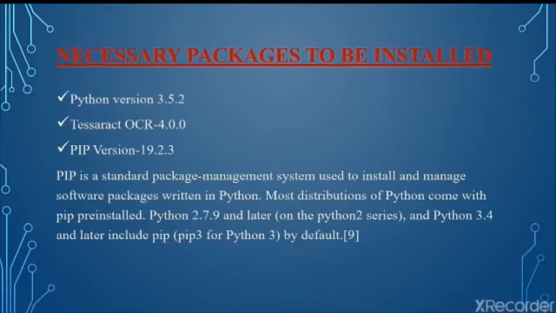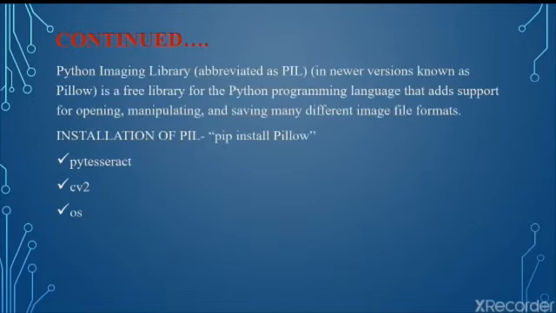Now the necessary packages to be installed for implementing the OCR system are Python version 3.5.2, Tesseract OCR 4.0.0, and PIP version 19.2.3. Additional packages to be installed are PyTesseract, CV2, and OS.